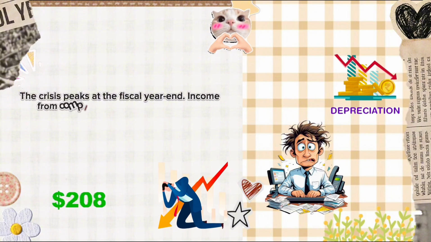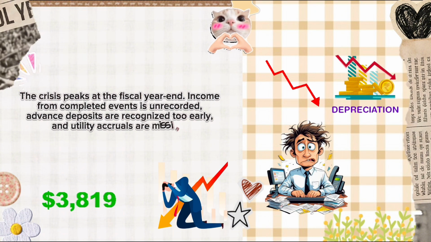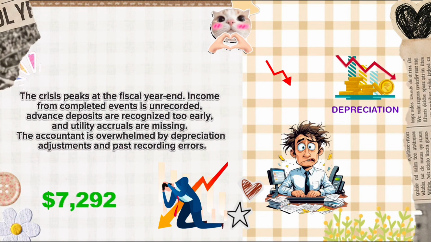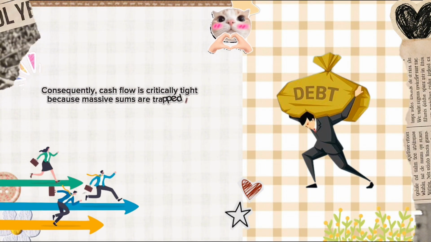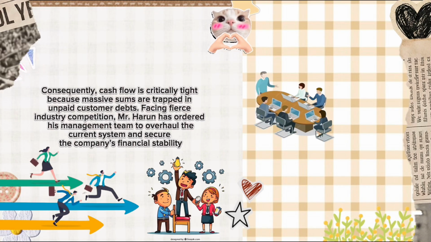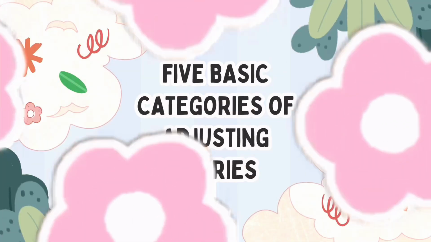The crisis peaks at the fiscal year end. Income from completed events is unrecorded, advance deposits are recognized too early, and utility accruals are missing. The accountant is overwhelmed by depreciation adjustments and past recording errors. Consequently, cash flow is critically tight because massive sums are trapped in unpaid customer debt. Facing fierce industry competition, Mr. Harun has ordered his management team to overhaul the current system and secure the company's financial stability.